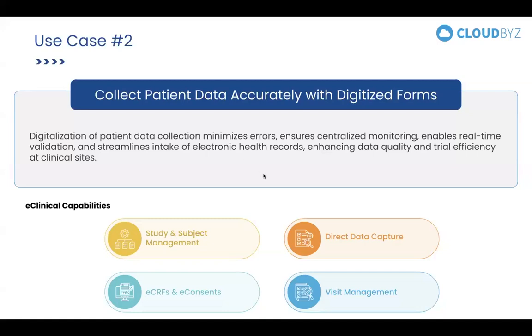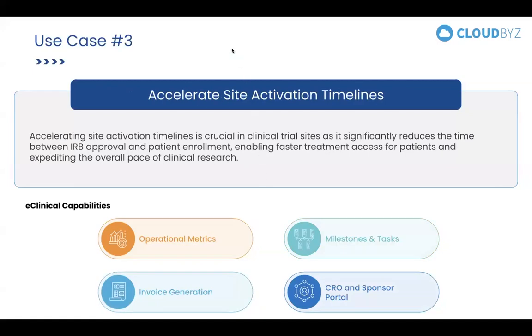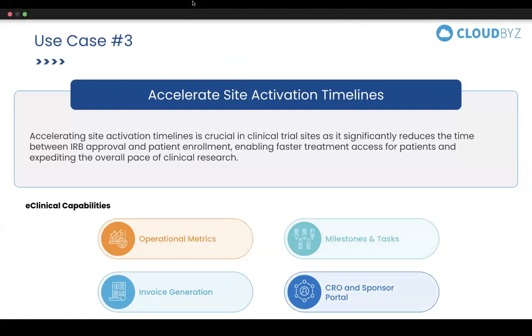With that, we'll move to the third use case, which speaks about accelerating site activation timelines. Here we demonstrate how eClinical tools expedite site activation timelines, starting from the approvals all the way till the patient enrollment, expediting treatment access, and enhancing the pace of clinical research. Through operational metrics, milestones and task tracking, automated invoice generation, and integration with CRO and sponsor portals, sites get to leverage real time insights, streamline internal processes, and foster seamless collaboration among external stakeholders from the sponsors and the CROs, which ultimately leads to accelerating the site activation timelines and improving the patient outcomes.